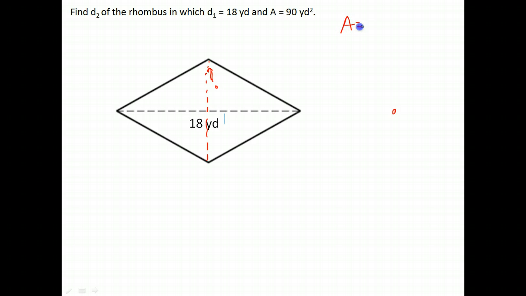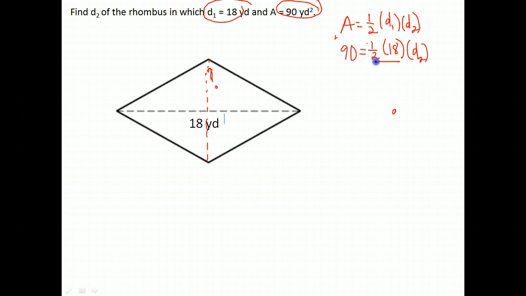We start, since they gave us the area, with the formula for the area of a rhombus, which is 1/2 diagonal 1 times diagonal 2. Fill in the parts we know. We know the area is 90 yards squared, so we replace area with the 90. We know we have 1/2 here. We know that diagonal 1 is 18. I'll put in an 18 there. We don't know diagonal 2.